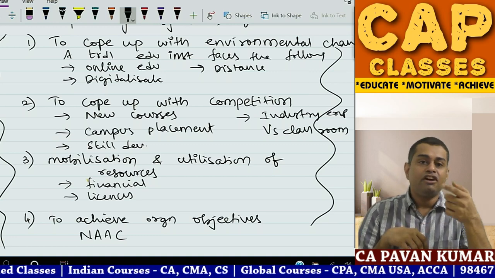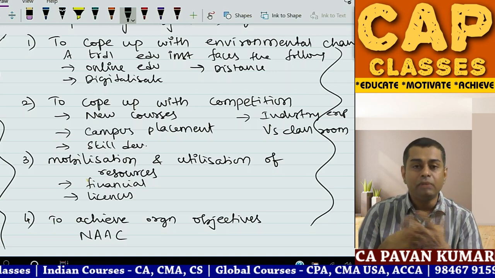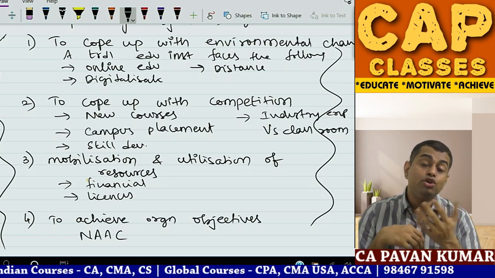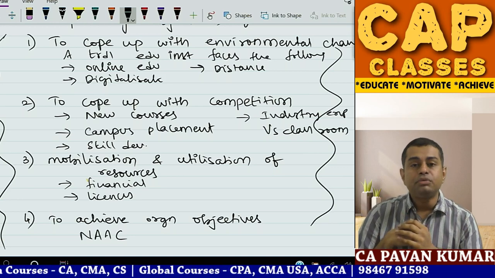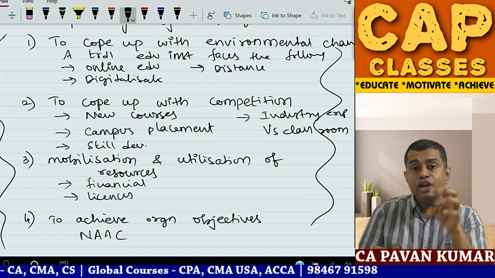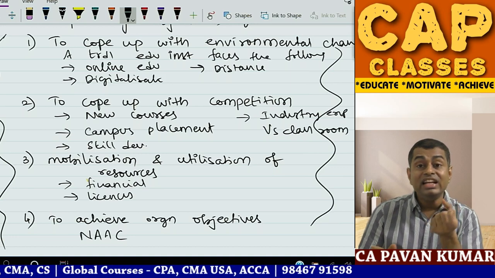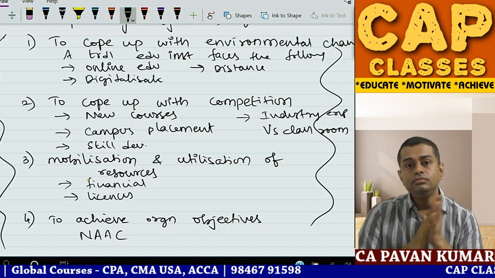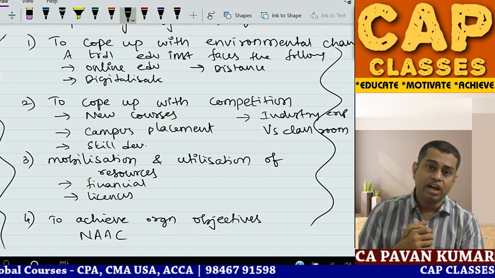Third one is, for one and two, you need vitamin M, no money. Money is required. So how to mobilize money, how to utilize money. Then the next one is how to achieve the organizational objectives. It can be, how can I reduce mortality rate? How can I increase the recovery rate? They can be your organizational objectives. To achieve that, you need to be strategic.